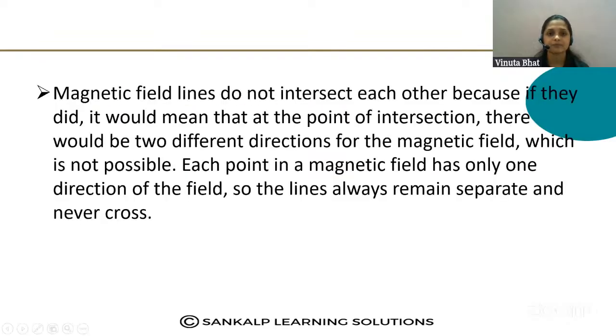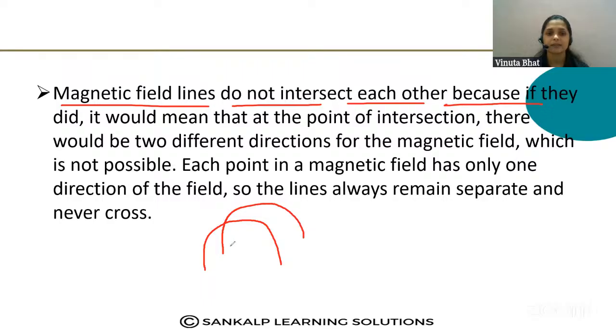Here, the magnetic field lines do not intersect each other because if any two magnetic field lines were intersecting like this, it would mean that at that point of intersection there would be two different directions for the magnetic field, which is not possible. Each point in a magnetic field has one direction of the field. So the lines remain separate and never cross.